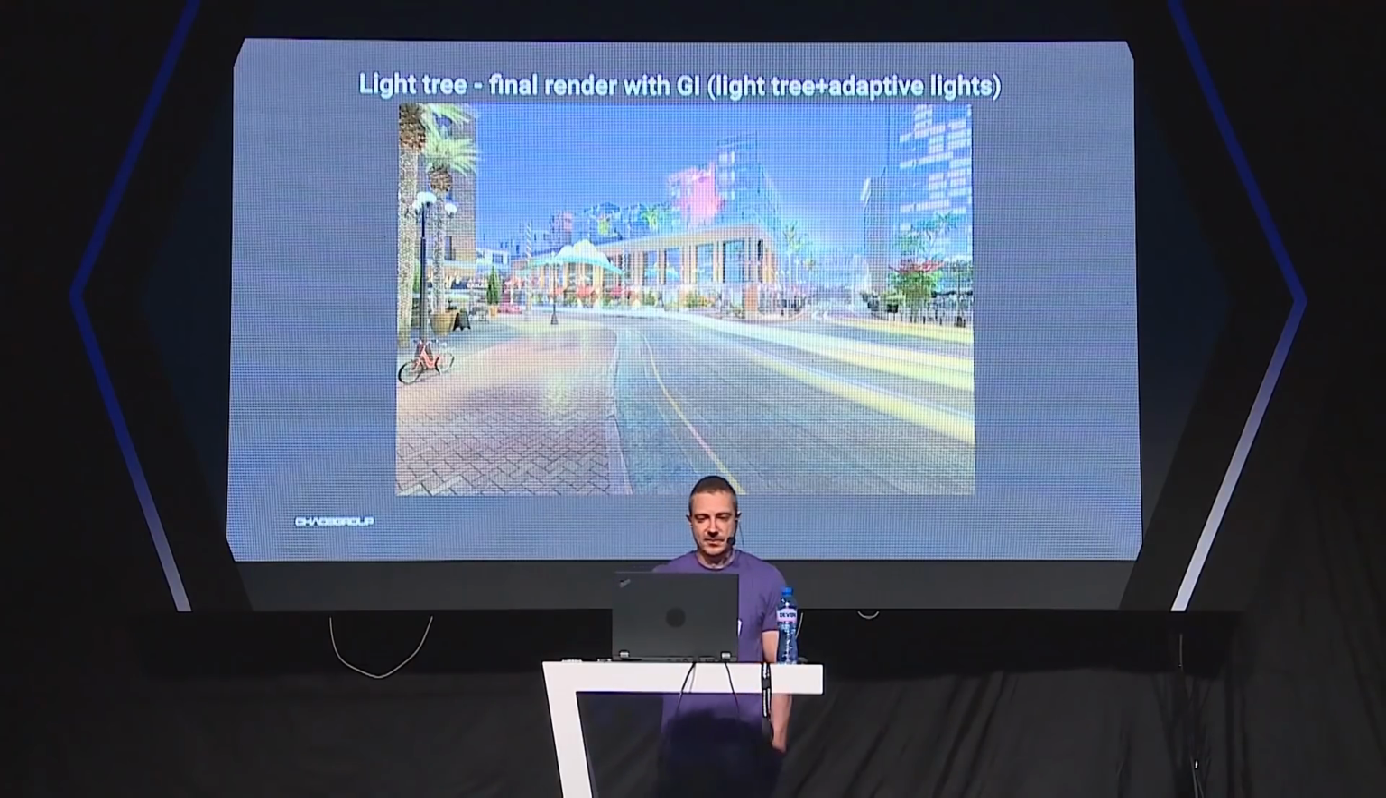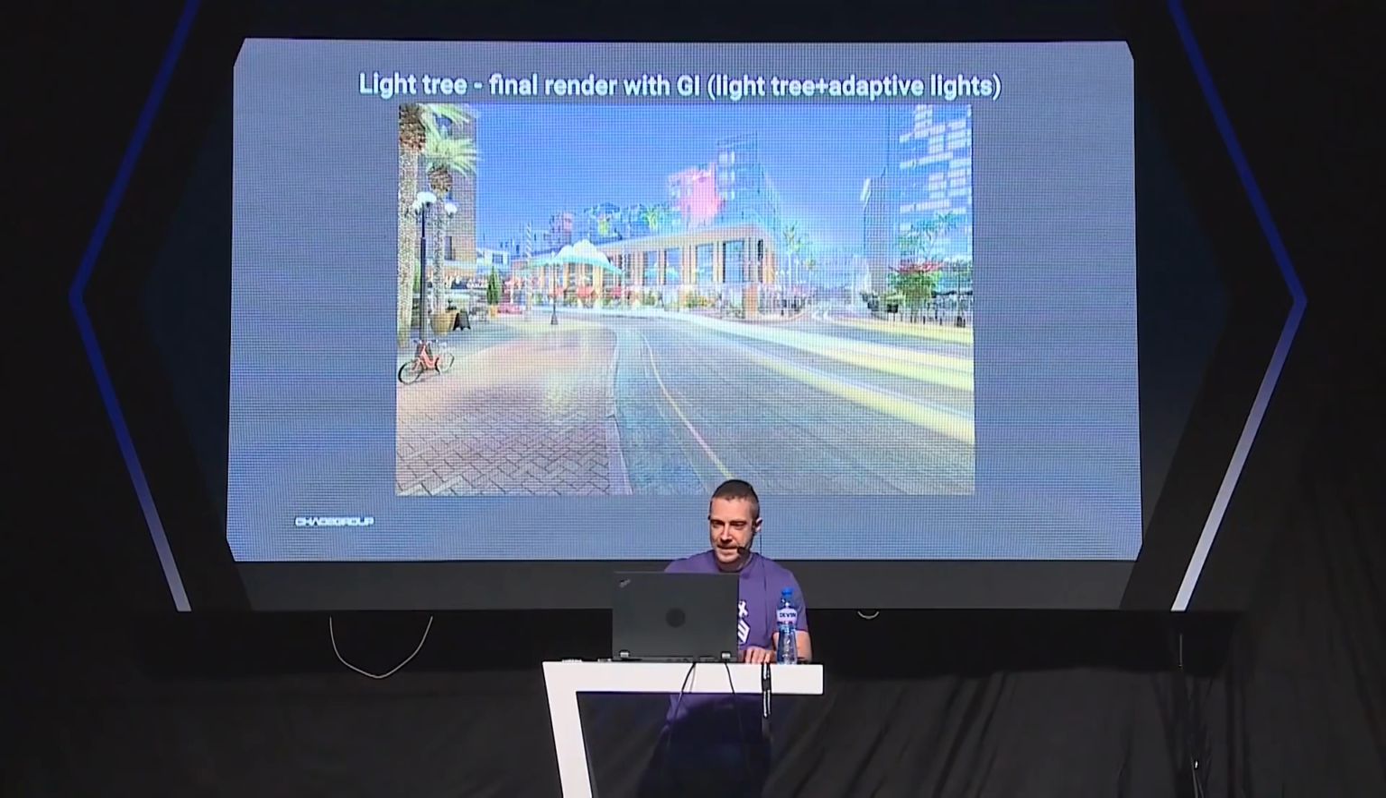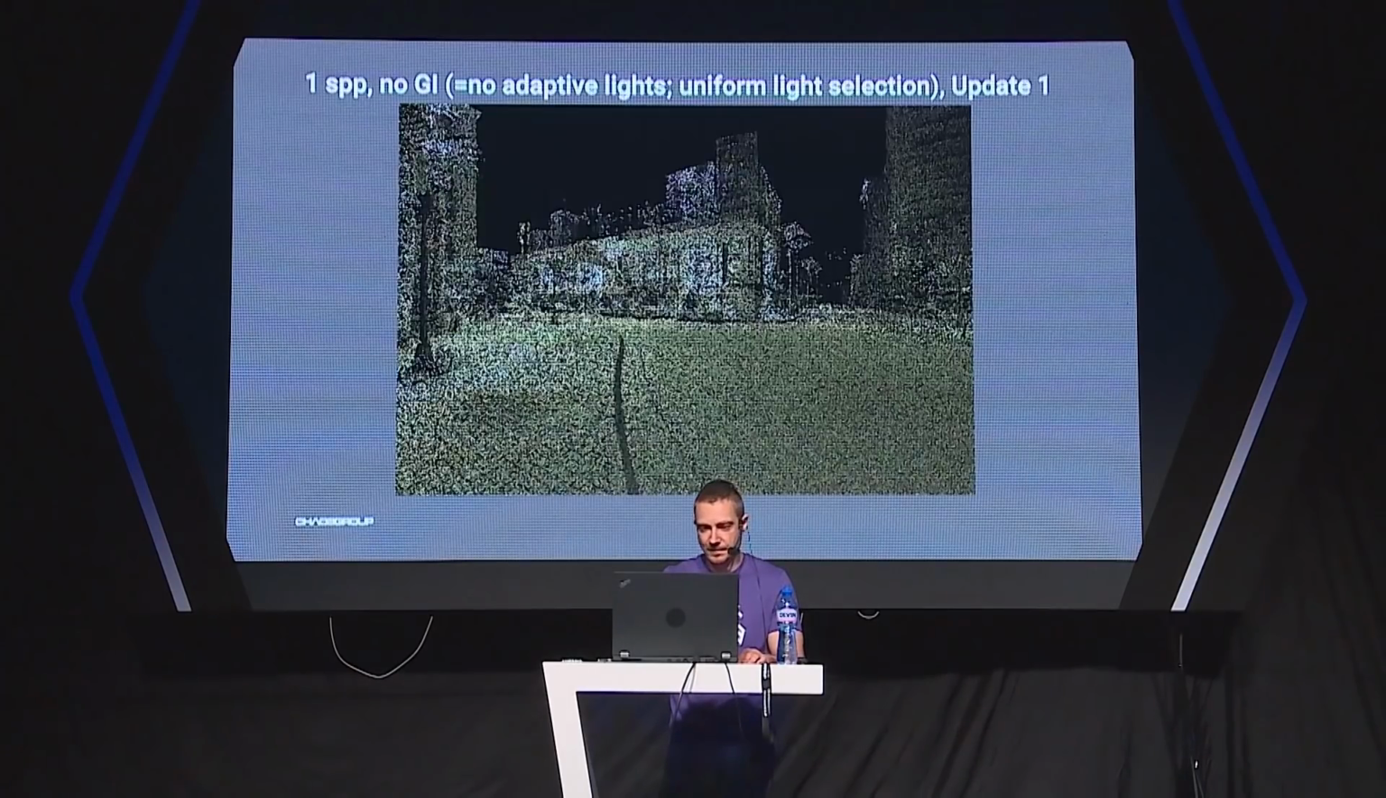So this is a final render of another scene. Again, this is an Evermotion scene. And I tend to use those scenes because they are very good for testing, basically. This one has a few hundred light sources. They're not 1,000, but still quite a lot.